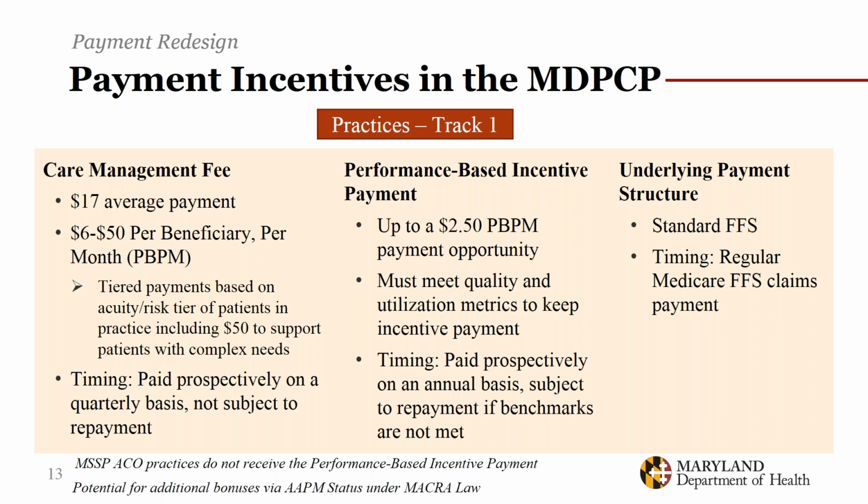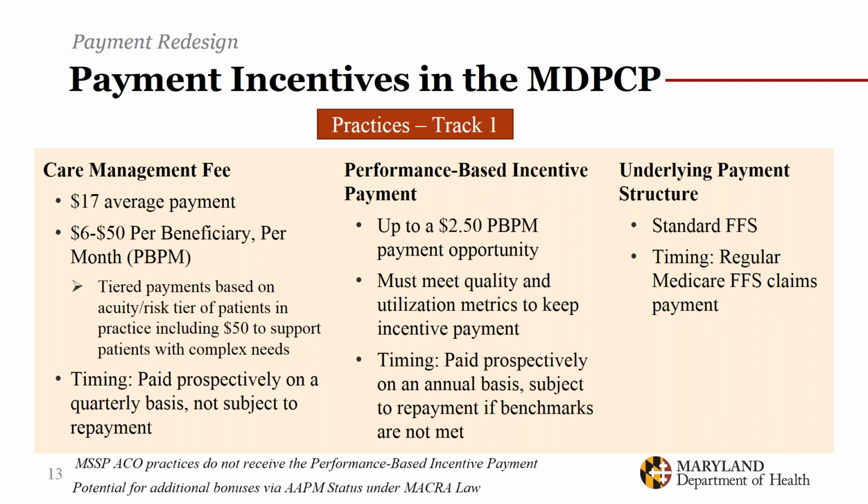So the other side of the care delivery piece is, well, what kind of payment supports are we providing to help make those changes? So there are 3 major flows of dollars that come from the Maryland Primary Care Program. It's the care management fee, which is the largest of them, the performance-based incentive payment, which is based on those quality and utilization metrics, and then the payment structure for the program. So it's a little different for Track 1 and Track 2. Track 2, you'll notice, increases over Track 1.